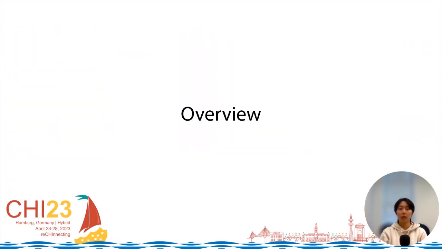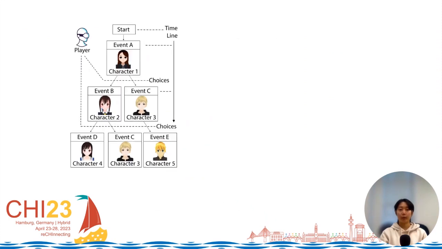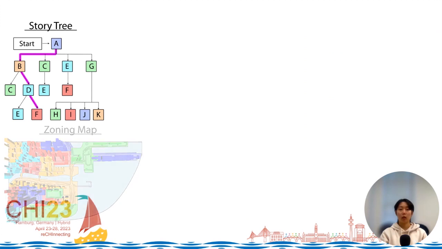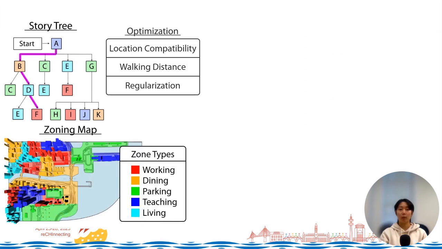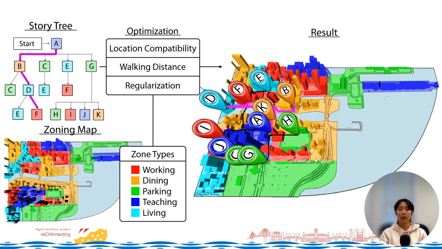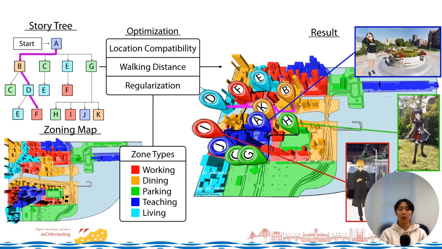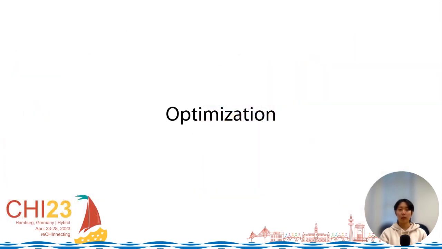First, I will explain the overview of our approach. Given a story, we represent it using a tree structure. Based on the story tree and a map associated with different zone types, our optimization-based approach distributes the events across the map, taking into account the location comparability of the event and the player walking experience. Our optimization goal is to assign locations to the story events so that the events are reasonably distributed in the real world for AR experience.